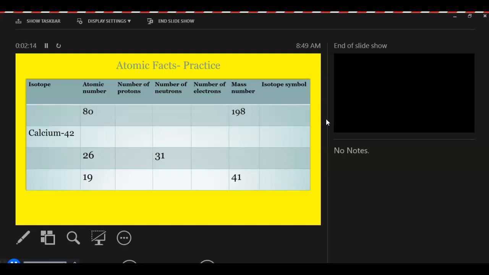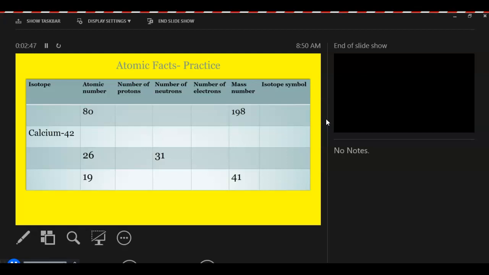If I know it's calcium, look on your periodic table. What's the atomic number for calcium? You can shout it out. 20. If I know the atomic number, I automatically know the number of protons, which would then be 20. We're going to skip over neutrons, since that takes a little calculation. Number of electrons is how many? 20.